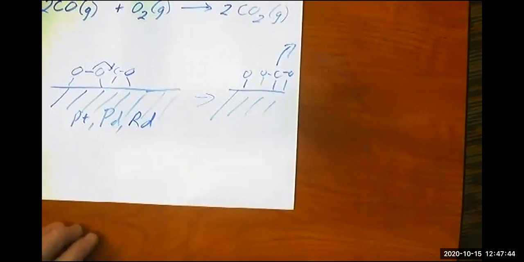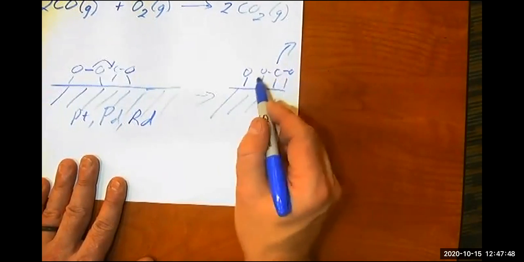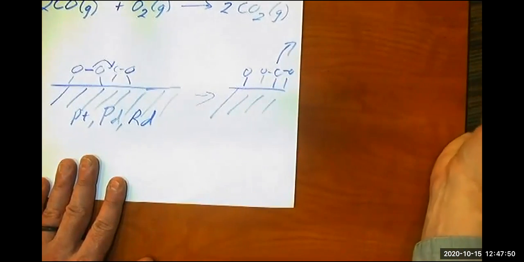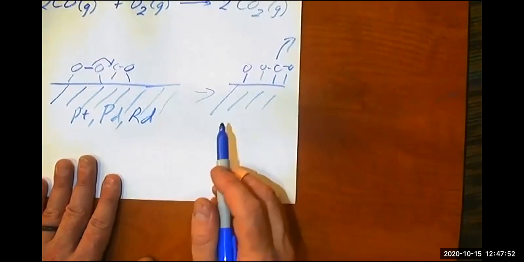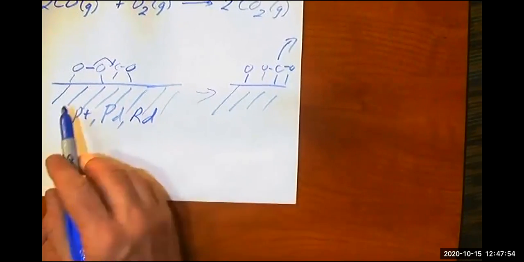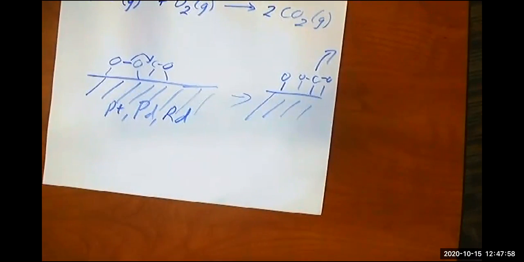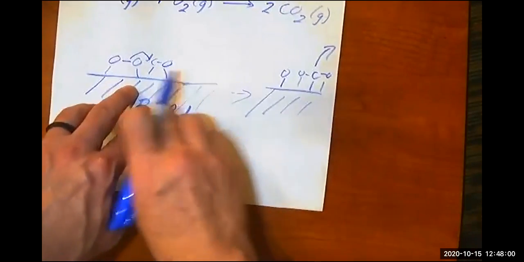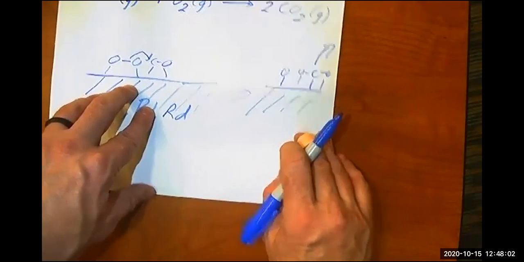This can leave. And then another carbon monoxide can come in and take that last oxygen off and take it on its way. Now, this is a harder reaction to write as a mechanism because how do we represent the surface, right? That's kind of a little bit harder to do. I mean, we can do it.